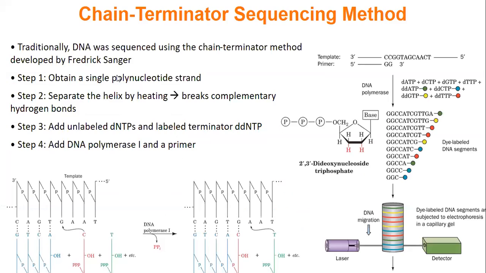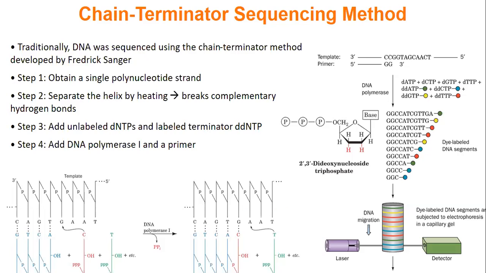So the next thing we're going to talk about is how to sequence DNA. And we're going to start with the old school method and then talk about the 21st century methods. So the old school method was around in about the 60s, 70s, when this was really developed by Frederick Sanger. And it's called the chain-terminator method. And this method is actually really clever.